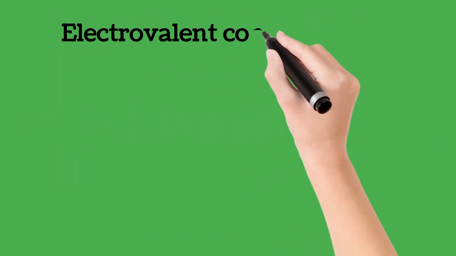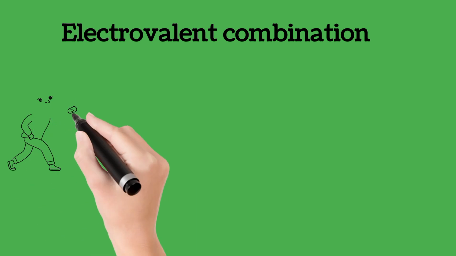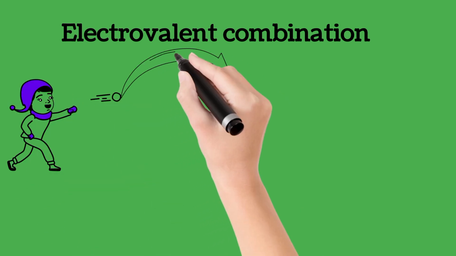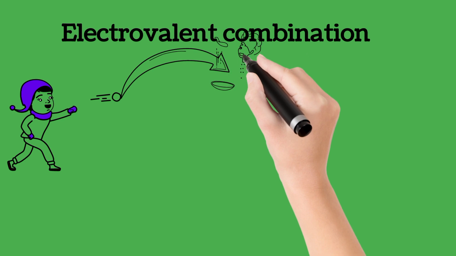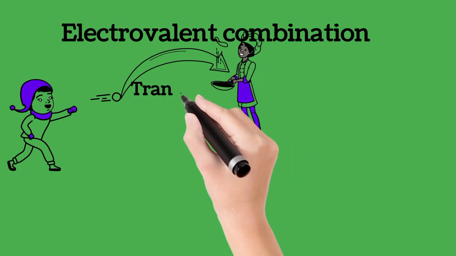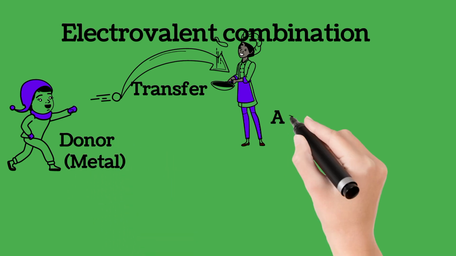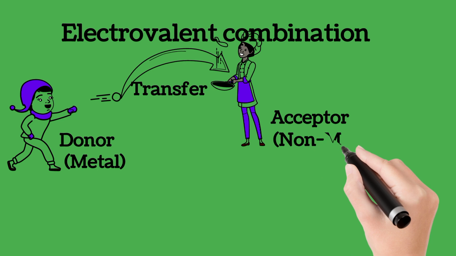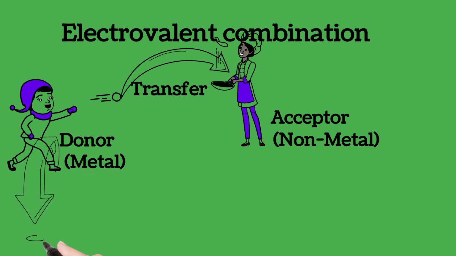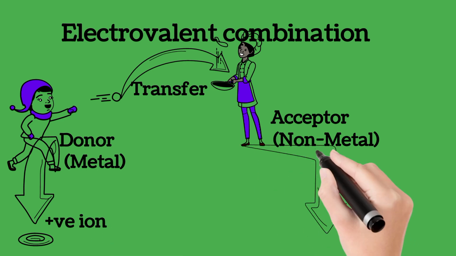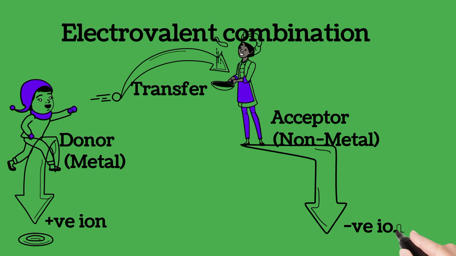What is electrovalent combination? Electrovalent combination involves the transfer of electrons from one atom to another. The atom that transfers the electron is called the electron donor and is usually a metal, while the atom that accepts the electron is called the electron acceptor and is usually a non-metal. When a metal donates an electron, it forms a positive ion, while when a non-metal accepts an electron, it forms a negative ion.